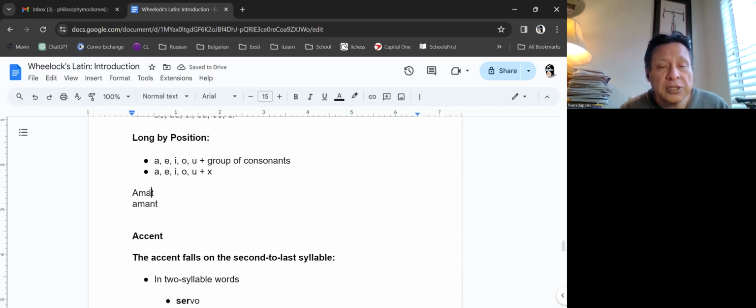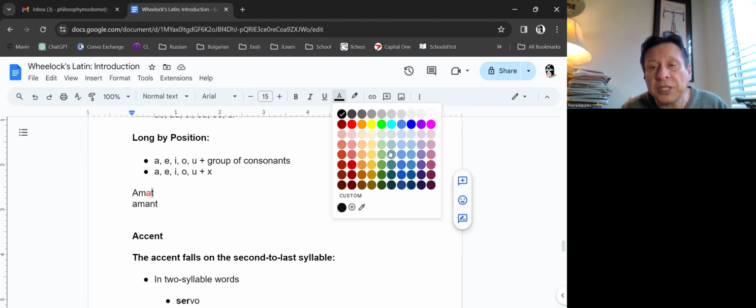Here, this A is short. It's short because there's no macron over it, and it's not followed by a group of consonants. It's only followed by this T. So it's short. We don't have any exception here, so we're just short.